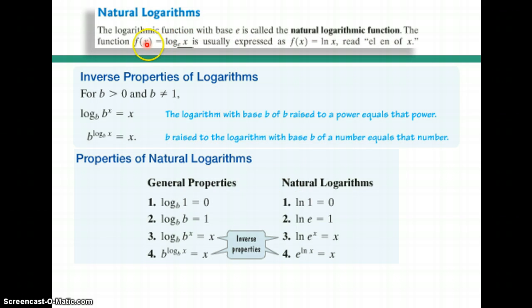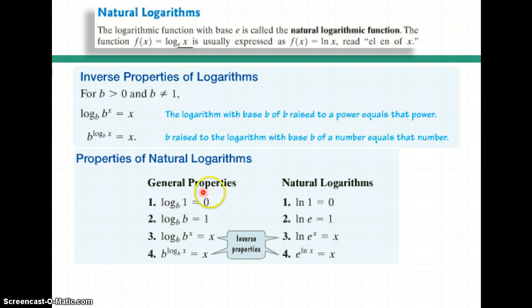The function f of x equal log base e of x is called natural logarithm function, where the base is e, the exponential. F of x is called ln of x. This natural logarithm is expressed as ln of x.